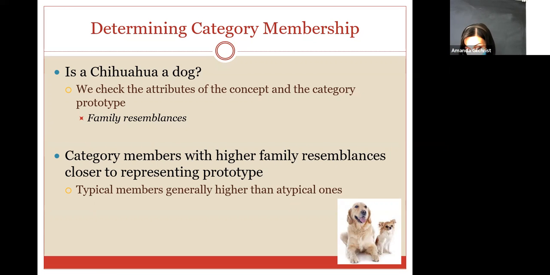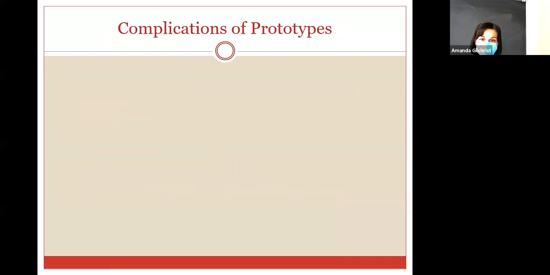So again, with family resemblances, we're basically looking at a match between the Chihuahua's features and the prototype's features. We're going to see how much of those different features between our concept and the prototype match up. Is everybody good here? Okay.